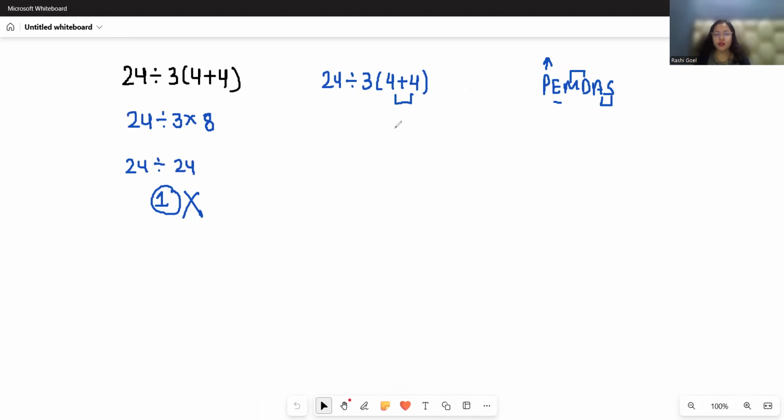So the parenthesis is 4 plus 4, 8, and if there is no symbol between a number and a bracket, you have to put multiplication. Now we have two operations, that is division and multiplication. Both have the same priority, but you have to solve it from left to right. So 24 divided by 3 times 8. When you cancel this out, it gives 8 times 8, that is 64.